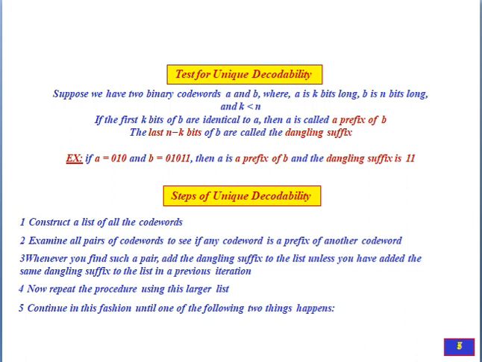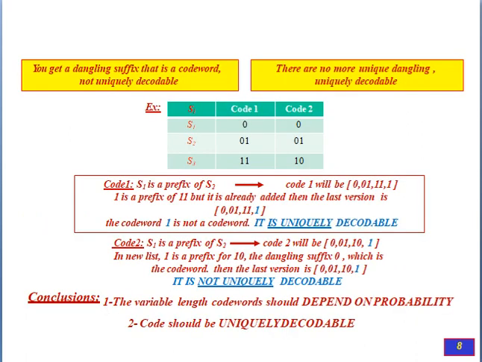For example, consider a code 0, 01, 11. 0 is the prefix of 01 and the dangling suffix is 1. Now 1 is not a code word. There are no more dangling suffixes, so stop. The code is uniquely decodable.